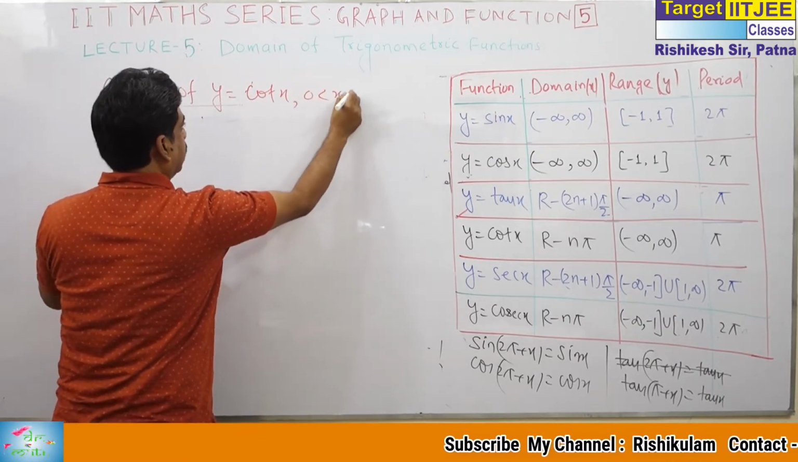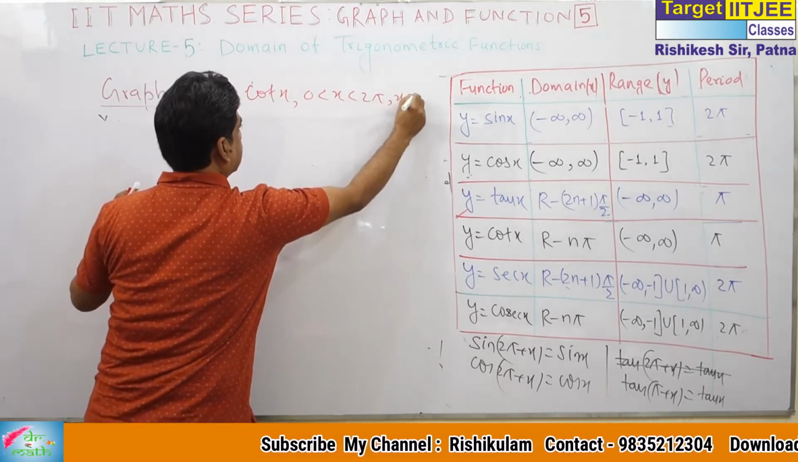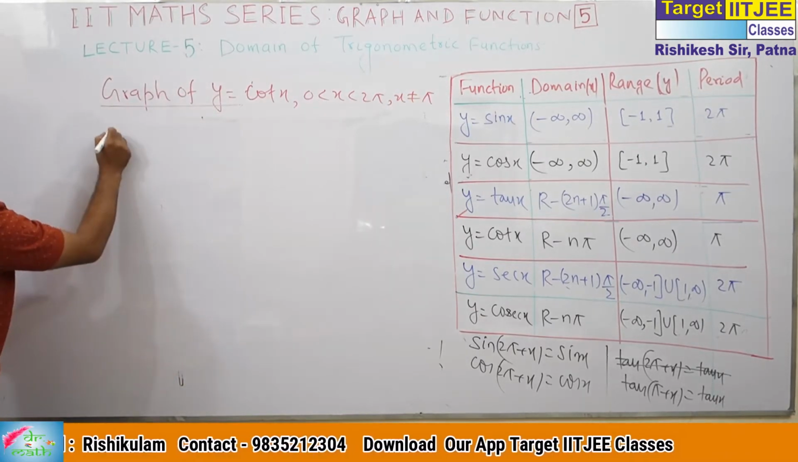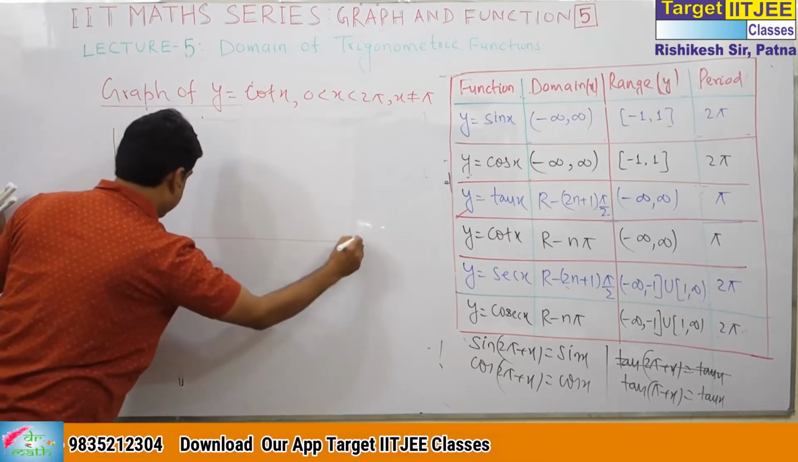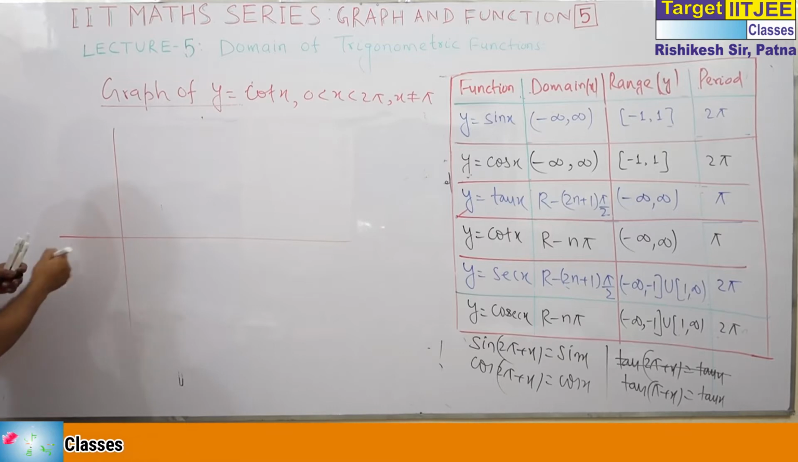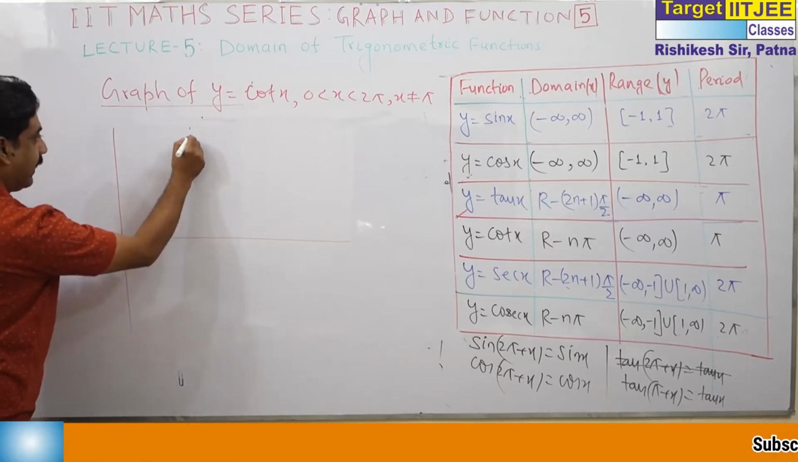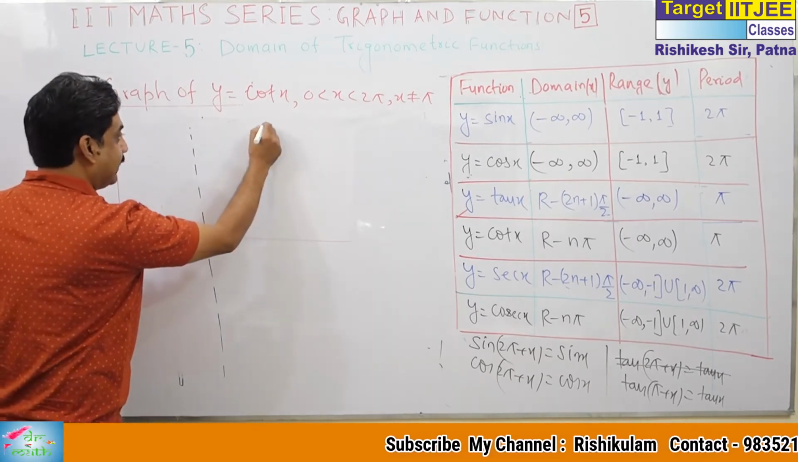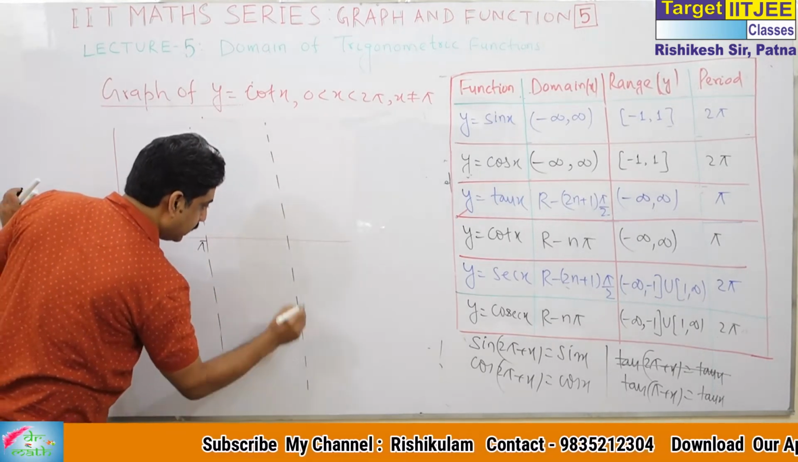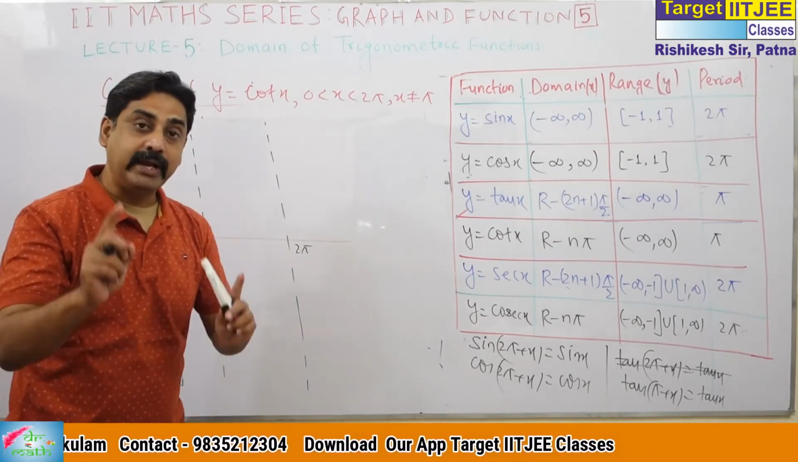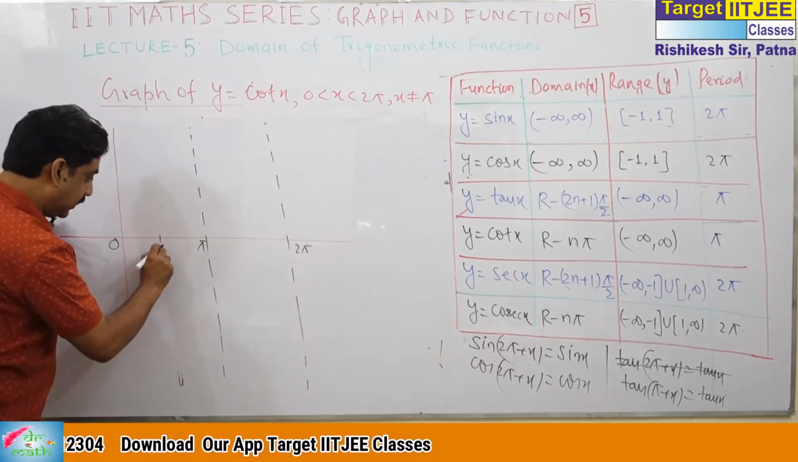You can say 0 less than x less than 2 pi, and x is also not equal to pi. Here the sign of equality is not taken. At which points? At 0, cot 0 is not defined. At pi, cot pi is not defined. At 2 pi, cot 2 pi is not defined. Cot pi by 2 is what? Cot pi by 2 is 0.